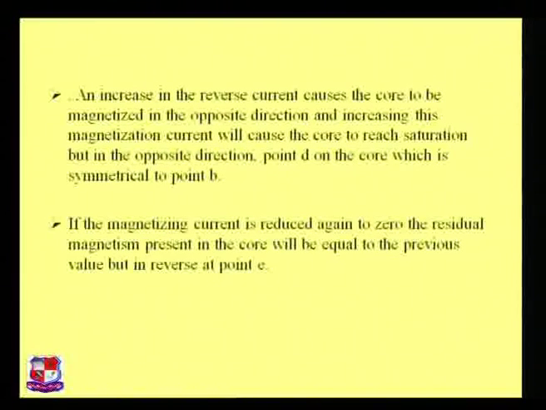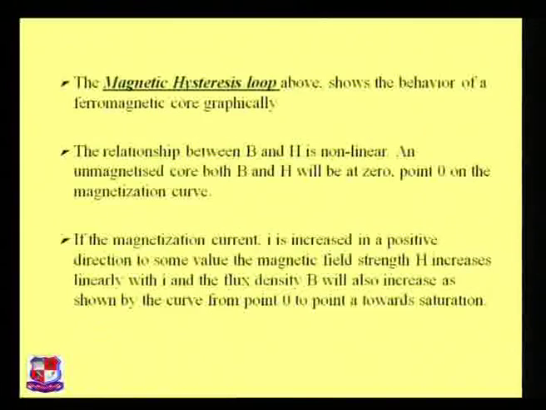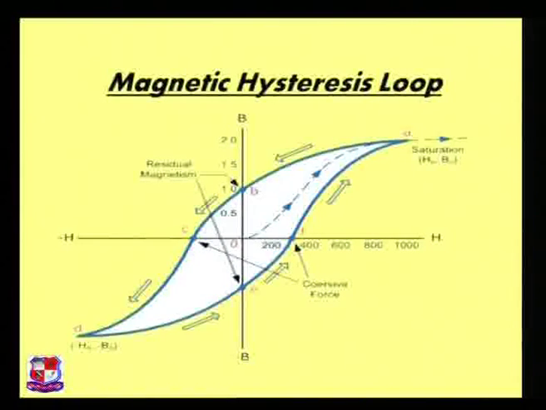An increase in the reverse current causes the core to be magnetized in the opposite direction, and increasing this magnetization current will cause the core to reach saturation but in the opposite direction, point D on the curve, which is symmetrical to point B. So here at point B we get saturation in one direction, and at point D we get saturation in the other direction.